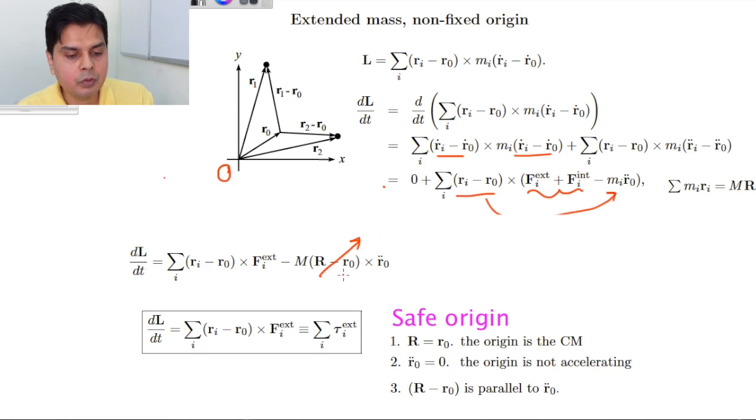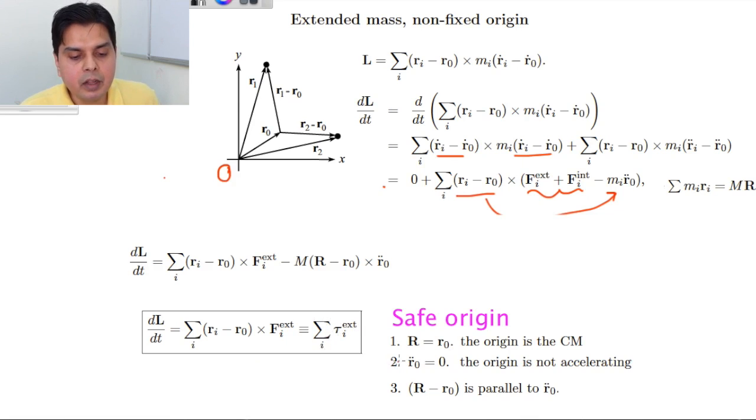Now it can go to 0 in 3 cases. Number 1 is R is equal to R0. When R is equal to R0, this whole thing will become 0. That is, if my origin is the center of mass, I will get back to my old, pretty, beautiful little formula, that is dL by dt will be the external torque. That's why I derived using other methods also that when your origin is the center of mass, even if it is accelerating, dL by dt equal to external torque will hold true.